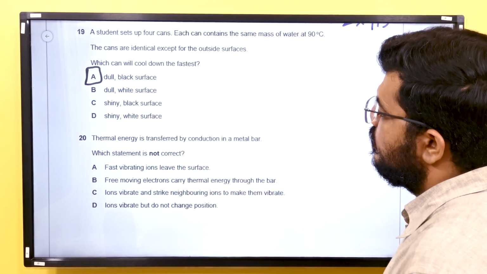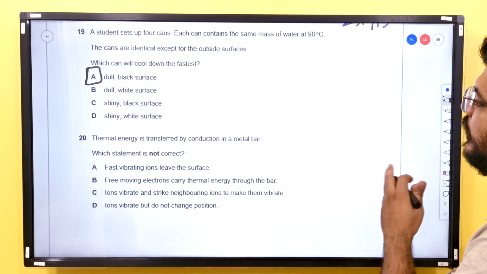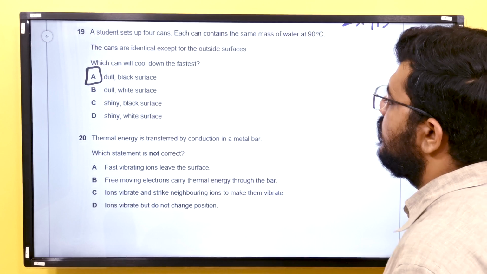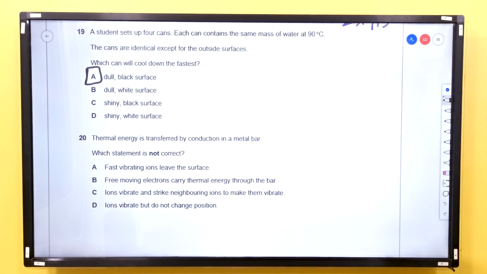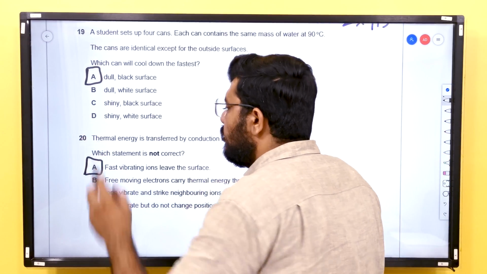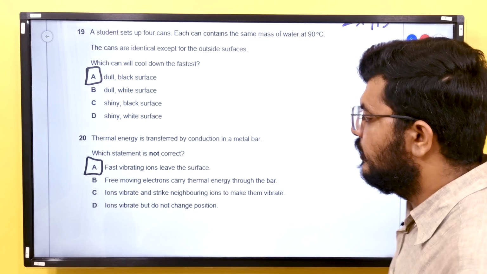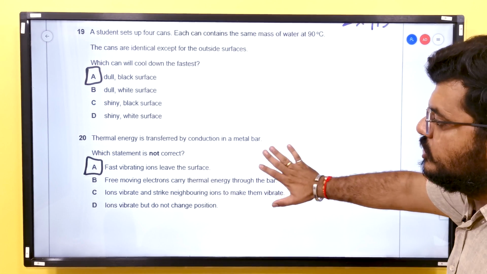Okay, question 20. Thermal energy is transferred by conduction in a metal bar. Which statement is not correct? Fast vibrating ions leave the surface. No, this is incorrect. Ions cannot leave the surface of a metal bar. So option A is the incorrect one, which is your answer.